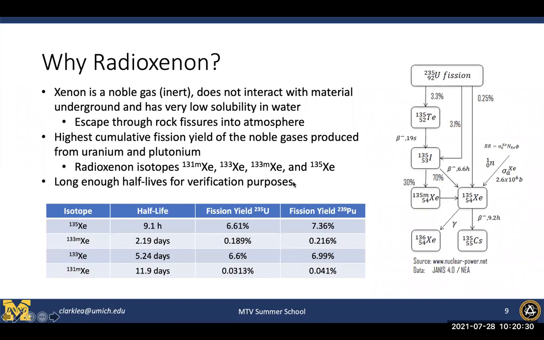And then lastly, we look at radioxenon because the isotopes have long enough half-lives to collect data for verification, but not so long that they could interfere with some background. We could actually expect to see isotopes of argon, krypton, and xenon noble gases after a nuclear detonation, but we want to study the right one.